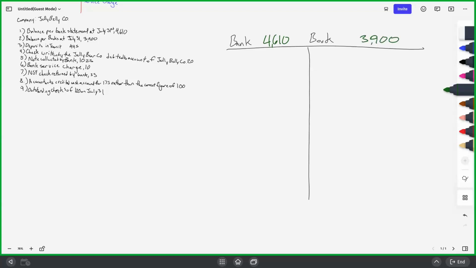So deposits in transit, who's responsible? The bank. Do we add or subtract? Add. All right, one second. Perfect. All right, we're adding 445. All right, so we're gonna check mark these as we go.